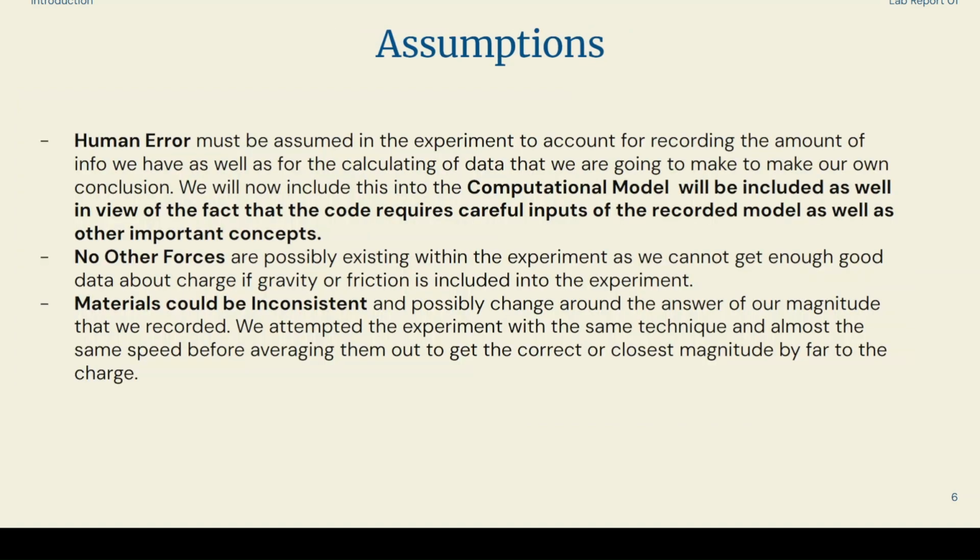For our assumptions, we have human error, no other forces, and inconsistent material. Though for no other forces, we're probably going to ignore this, as we're going to use the computational model to show that the other forces are negligible, other than friction and air resistance. The computational model will be included as well for human error, as we needed careful inputs for the recorded model.